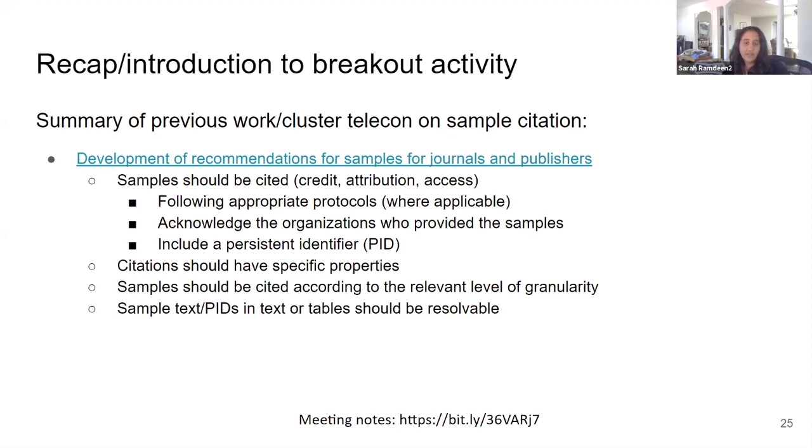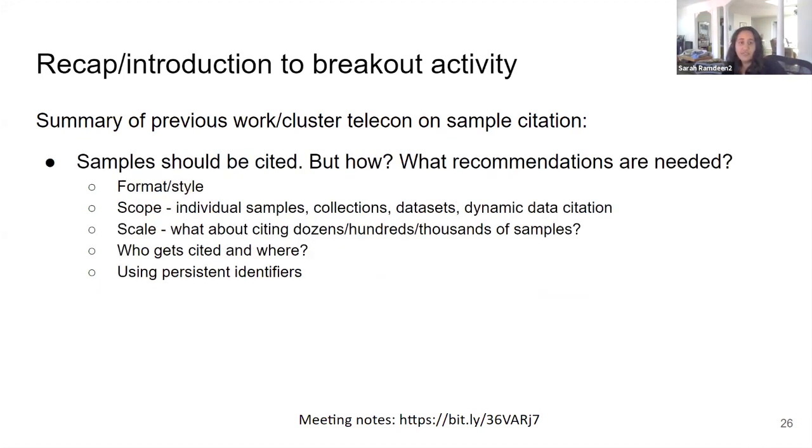Samples should be cited according to the right level of granularity, and they should, if possible, be resolvable in the text or tables. These are some of the high-level concepts. And then for the breakout, we're going to get into more of this discussion about how samples should be cited and what recommendations are needed.